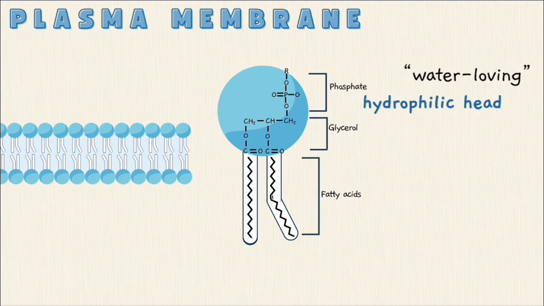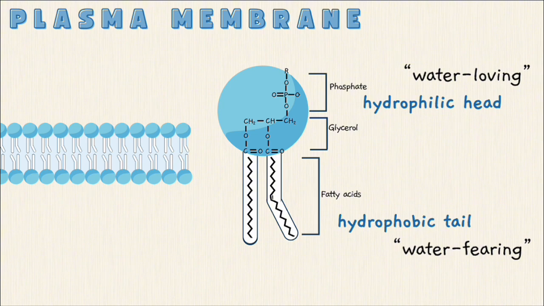Each phospholipid has a hydrophilic or water-loving head, which is the phosphate group, and hydrophobic or water-fearing tails, which are the fatty acids. One of the tails is usually saturated, meaning it's straight, while the other is often unsaturated, meaning it has a double bond that causes a kink or bend in the tail. This kink keeps the membrane fluid, preventing the phospholipids from packing too tightly together.